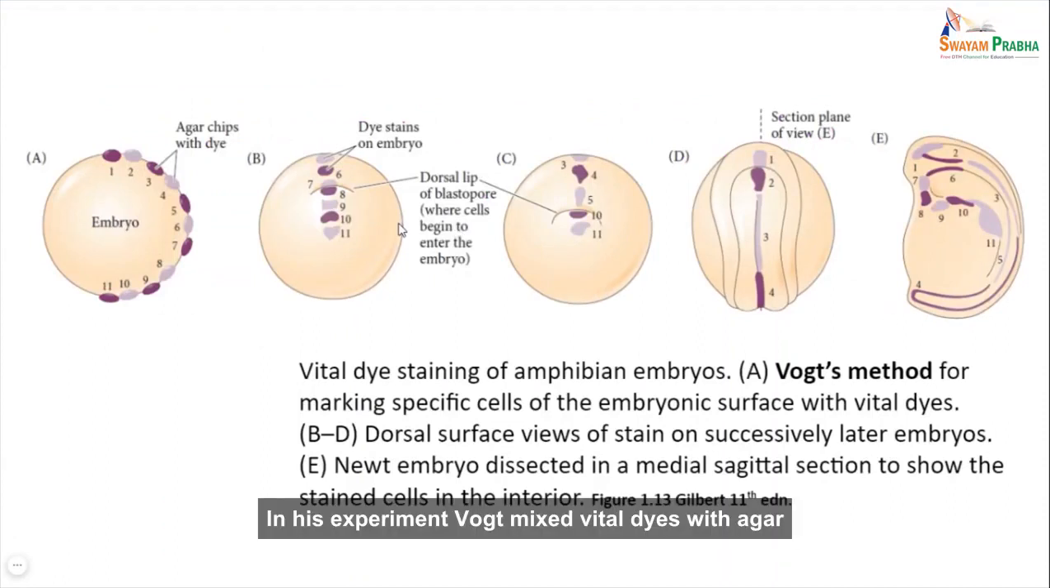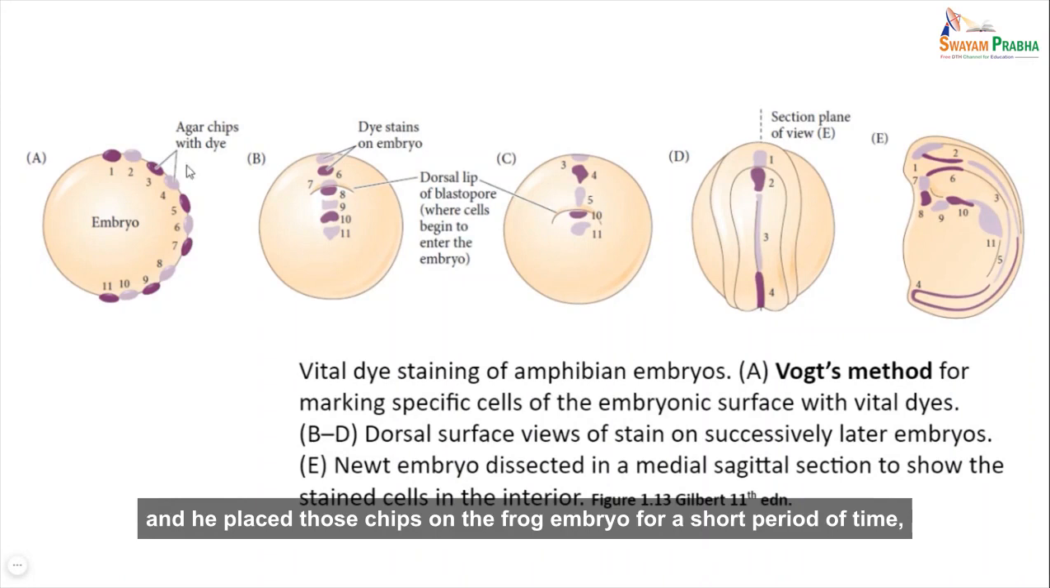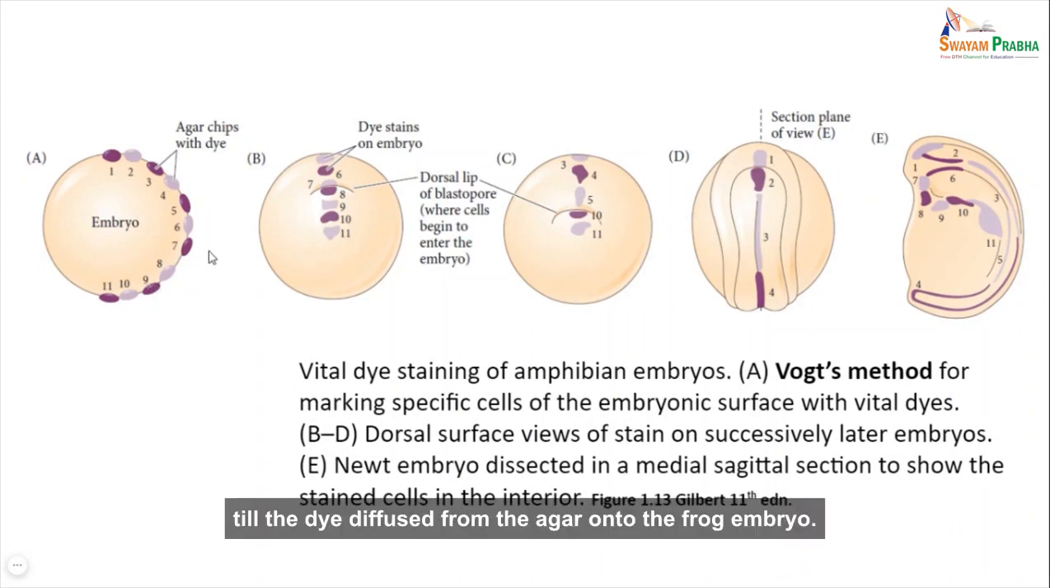In his experiment, Vogt mixed vital dyes with agar and spread the agar on a microscope slide, allowing it to dry. Then he clipped this agar into very small chips and placed those chips on the frog embryo for a short period of time, until the dye diffused from the agar onto the frog embryo.